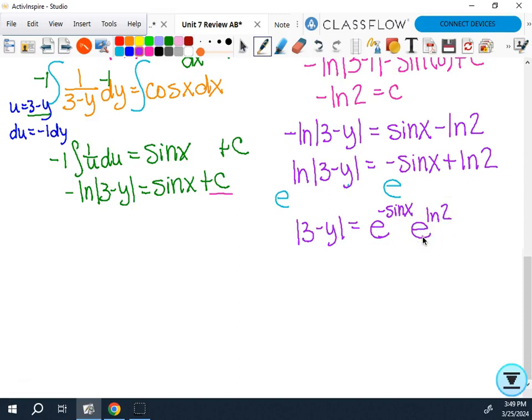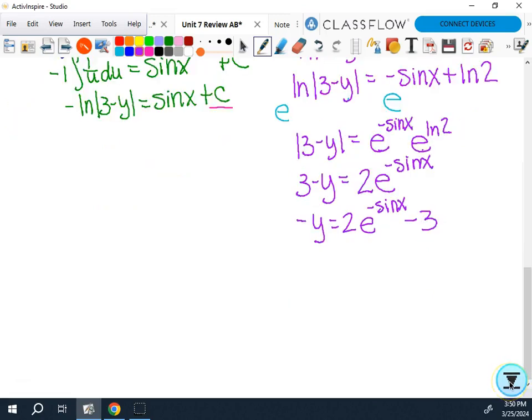Now, e to the natural log of 2 is just 2. And I can drop this absolute value, so I get 3 minus y is equal to 2e to the negative sine x. Then I'm going to subtract 3 from both sides. Negative y equals 2e to the negative sine x power minus 3. Then I multiply through by negative again. Y is equal to negative 2e to the negative sine x plus 3.